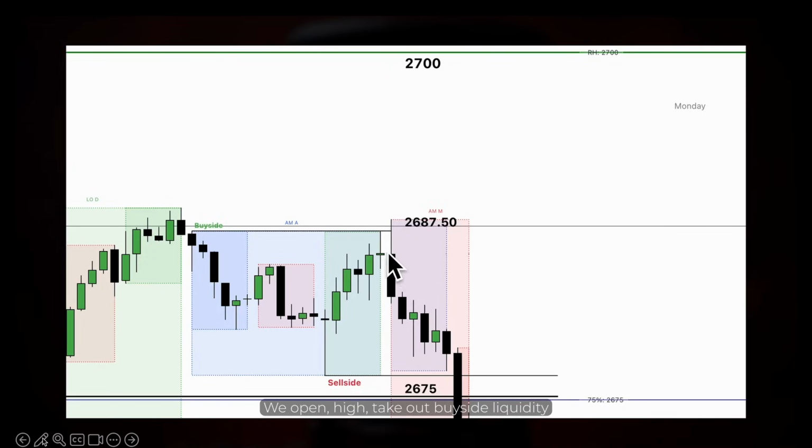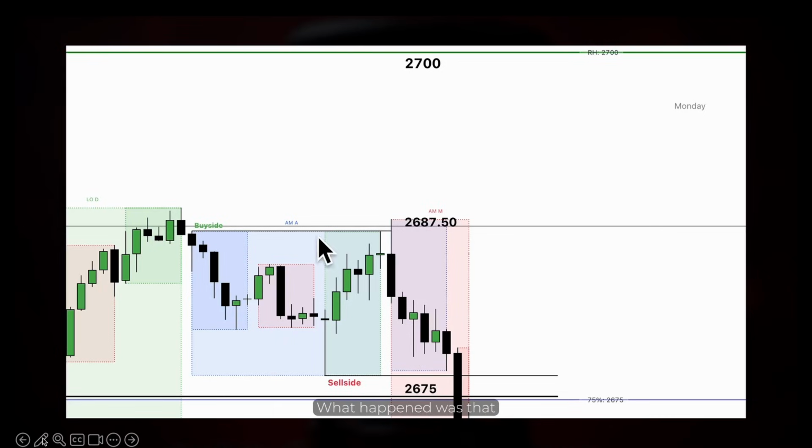We open high, take out buy-side liquidity resting above the previous cycle high. We reach equilibrium of that bigger range which we're in. Notice that we just go above it and we then reprice towards the downside heavily. We reject it. Why does this occur? The reason why this occurs is due to the following.